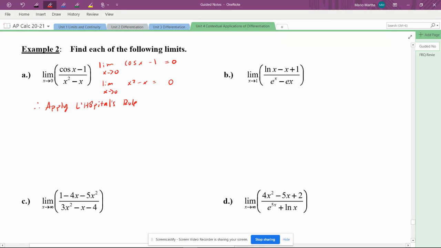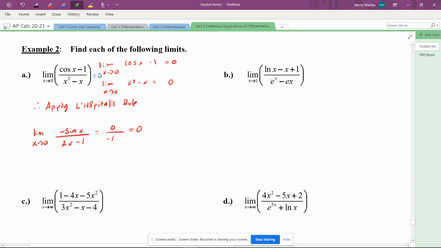All right, so that means we're going to take the derivative on top. So we're going to have the limit as x approaches 0 of the derivative of cosine of x, which would be negative sine of x. Derivative of negative 1 is just 0, over the derivative at the bottom. We're going to have 2x minus 1. We plug in 0 here, we're going to end up with negative sine of 0, which is 0. And then 2 times 0 is 0, minus 1. We get 0 over negative 1, which is just 0. So that is a value, right? So you can say that the limit of the cosine of x minus 1 over x squared minus x is equal to 0. All right, moving on to part B.